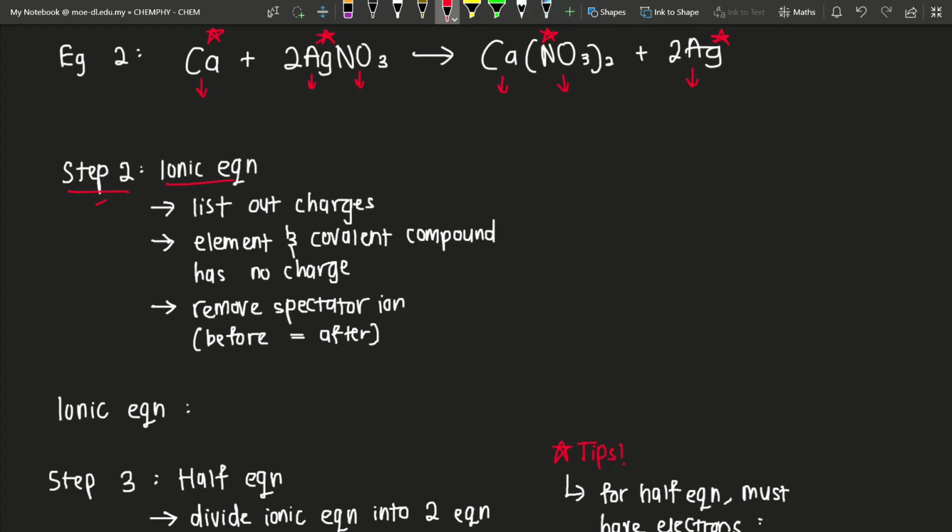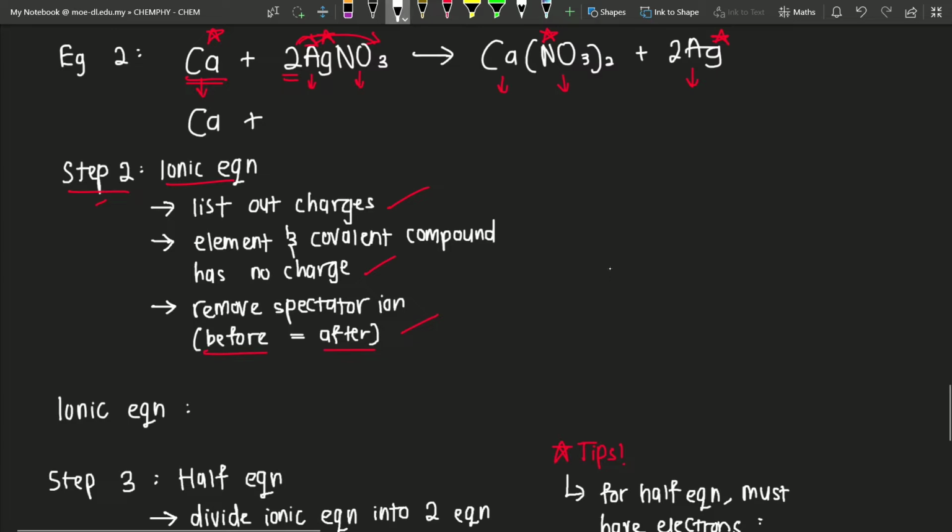So how to find the ionic equation? You guys will list out the charge. You guys must know element and covalent compound has no charge, and then you guys will remove spectator ion. What is spectator ion? It is an ion that is the same before and after reaction. So let's list out the charge. So calcium, it is an element because it is an atom. So the charge is 0, so you will just write Ca. And then we got 2 silver nitrate. The 2 here belongs to the silver, also belongs to the nitrate.